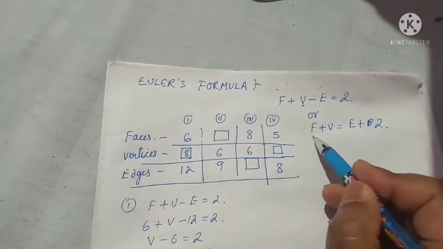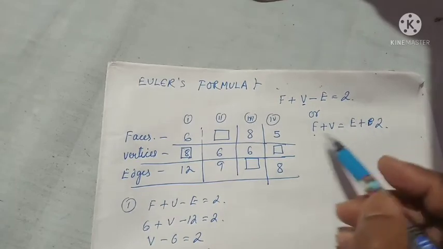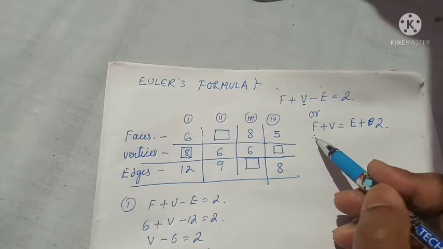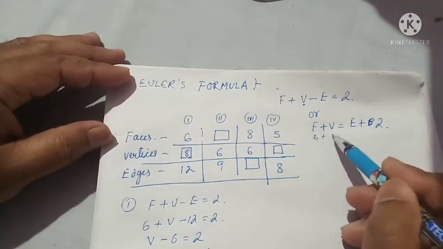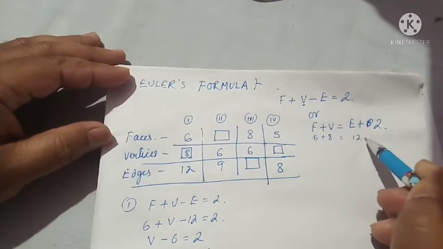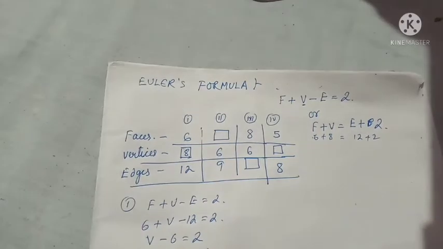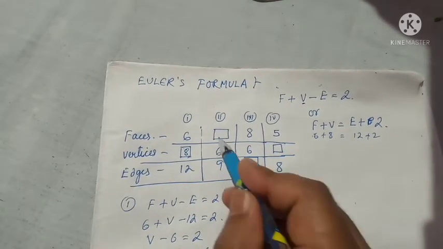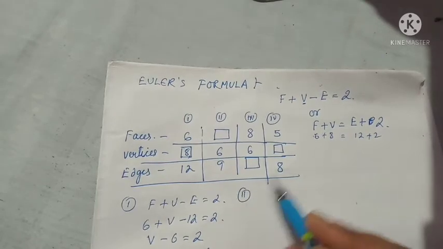Now again we can check whether the answer is correct or not. Face is 6, vertex is 8, so that is 14. Edges plus 2 is 14. So the vertex is 8. That is correct.